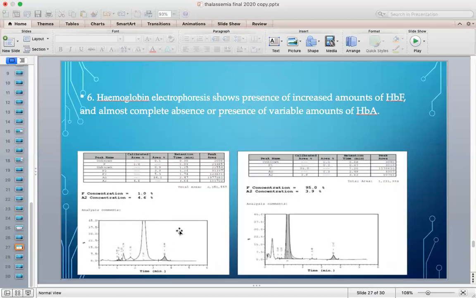And this is a hemoglobin electrophoresis in a patient with beta thalassemia major. And this is a normal hemoglobin electrophoresis. Look, the normal has hemoglobin A in the middle, which is more than 98%, while here there is no hemoglobin A, only hemoglobin F and hemoglobin A2. So this is a complete absence of hemoglobin A. So this is a case of beta thalassemia major.